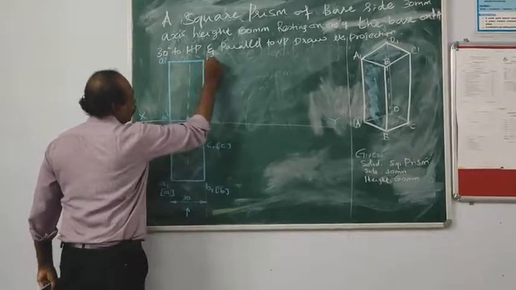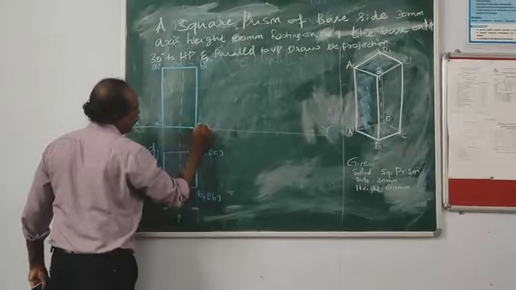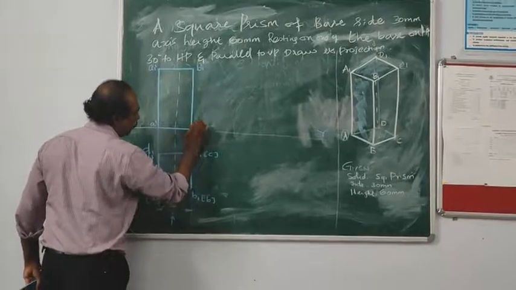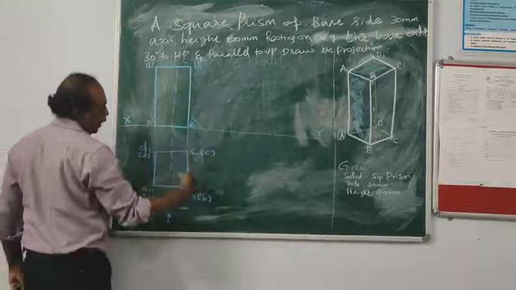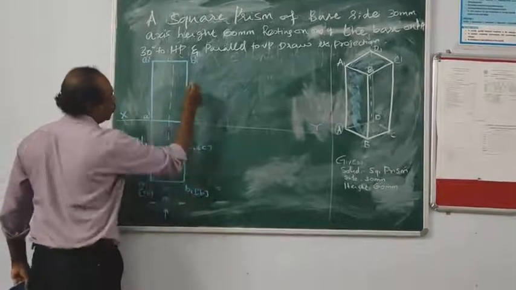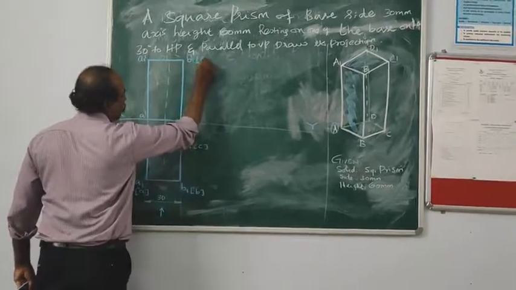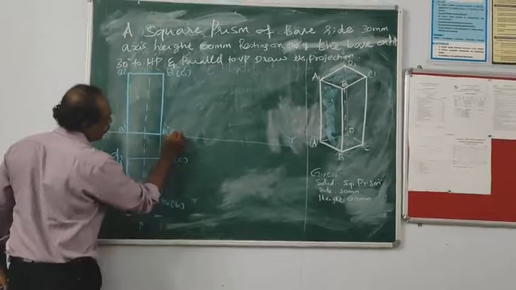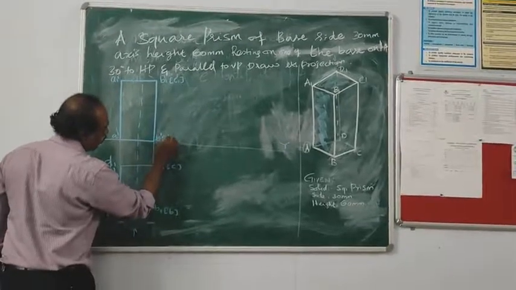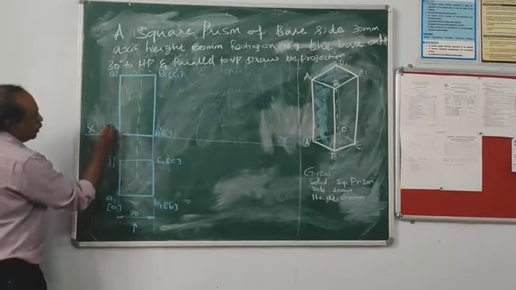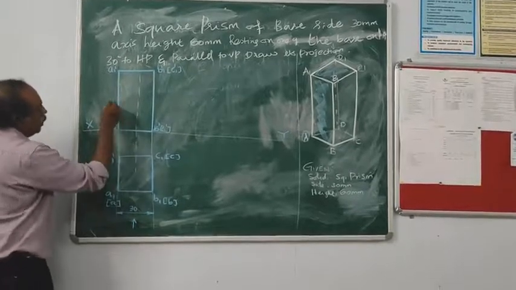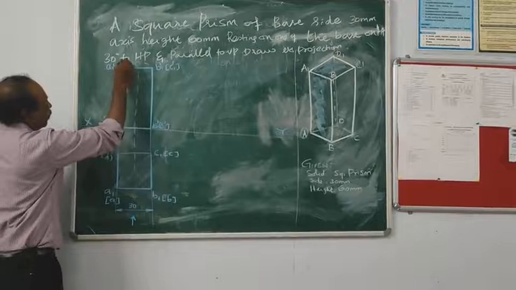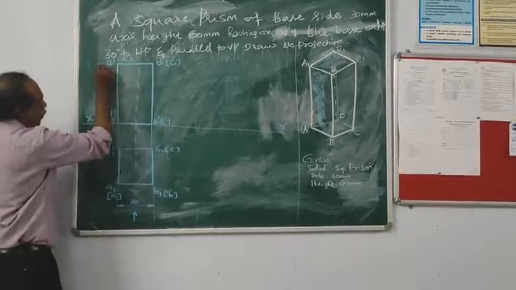b1 dash visible, b dash visible. And on the back side behind the B1, C1 is there, so we can't see the C1 directly. So c1 dash is in the bracket, c dash. This is c dash, this is d dash, here d1 dash. Then mark the dimension.